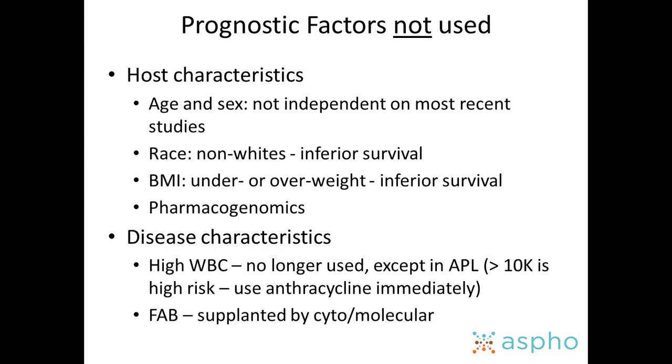In terms of disease characteristics, high white count, unlike in ALL, is not typically used in AML, with the exception of M3 or APL, where that 10,000 cutoff of high risk versus low risk is important. And then the FAB characteristics, the morphologic characteristics, used to be thought to be prognostic, and now that's been supplanted by the use of cytogenetics and molecular features.